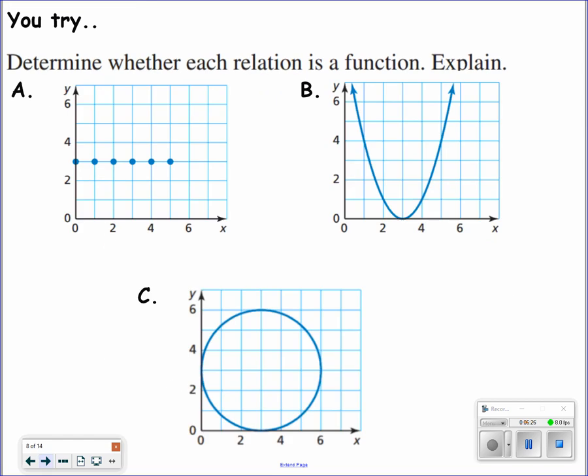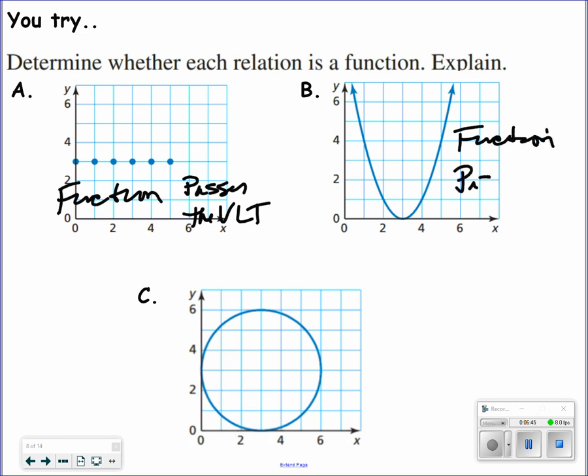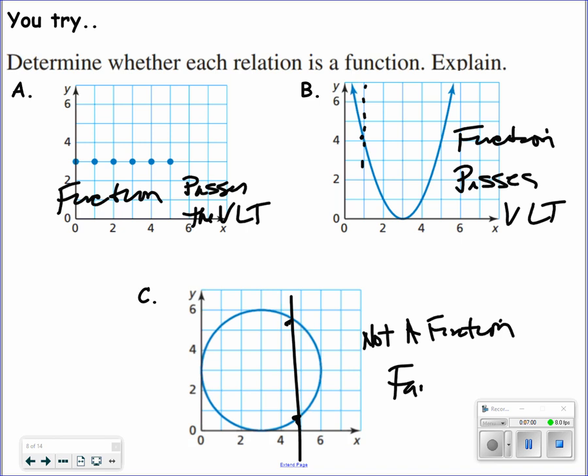Next page is also a you try, so go ahead and hit pause again. And I'm back. So the first one is a function. The reason why is because it passes the vertical line test. Next one actually is a function. A lot of people in my class messed that one up. Again, if I draw in a vertical line, I'm only going to hit 1 point because it passes the vertical line test. And the last one I hit two points, would be not a function because it fails the vertical line test.